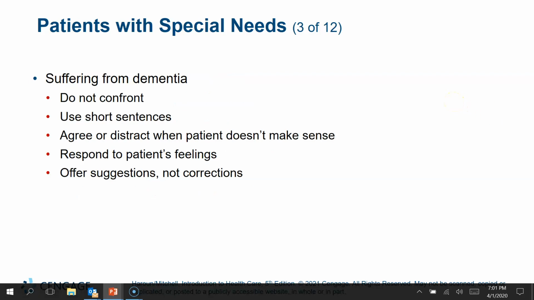So, different types of patients that we're going to work with that have special needs. Again, patients suffering from dementia or Alzheimer's. This is really important when we think about this. We do not want to confront these patients. They are confused. They don't know what's going on. Sometimes they don't even recognize their family. And so they're fearful. So yelling at them or confronting them is not going to do anybody any good. They may just lash out. So we need to remain calm and try to work with them.